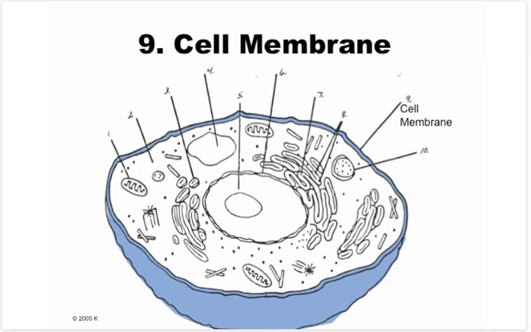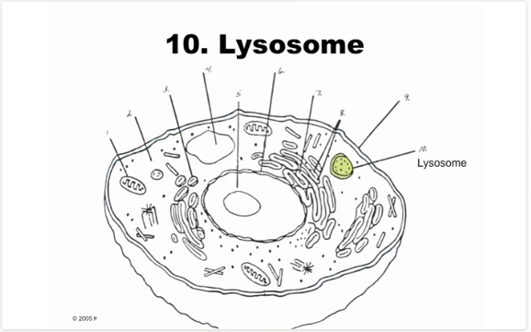And then number 10 is the one where you need that 12th color. This is one that does not exist in a plant cell, and that is a lysosome. And there's only one shown in this particular animal cell. There are more lysosomes than that in a cell typically, but there's just one in this picture.